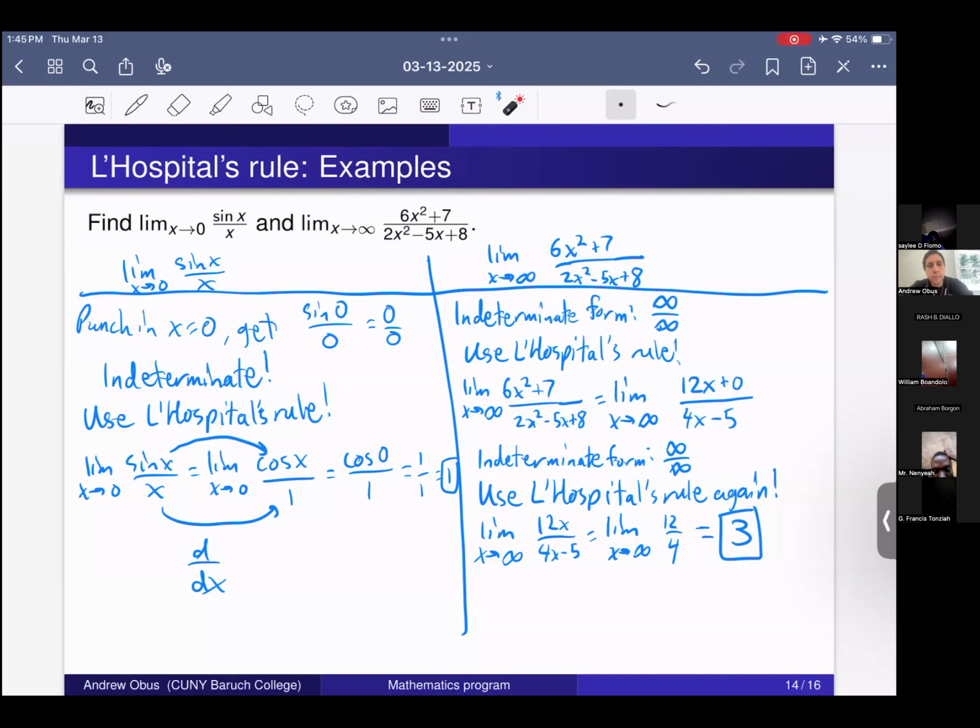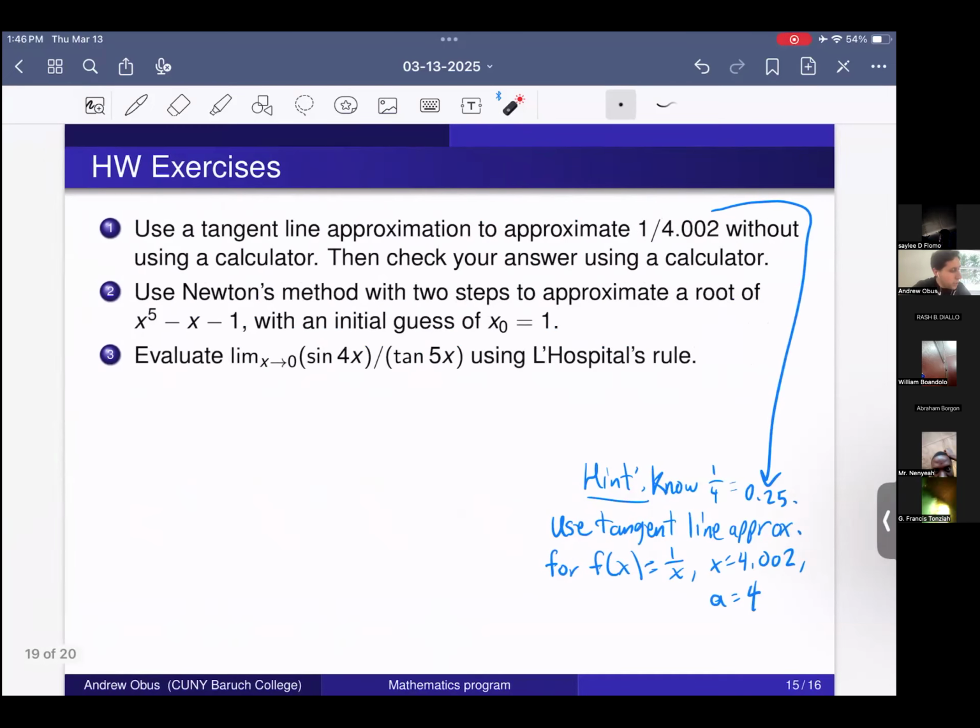Okay, so I think that's enough for today. We did really 3 new topics: these tangent line approximations, Newton's method, and L'Hopital's rule. So I think that's enough topics for today, and also all of this reviewing of related rates and the chain rule. Okay, so let's just leave with the homework.